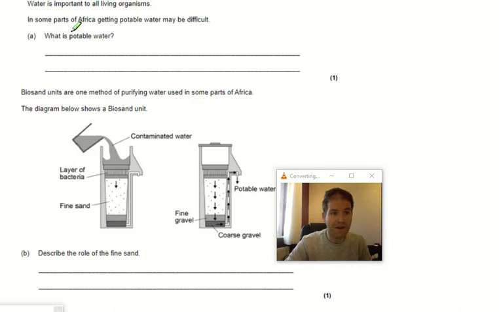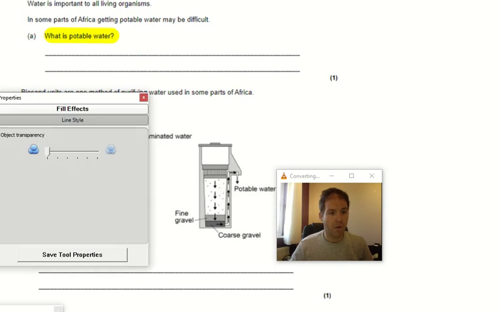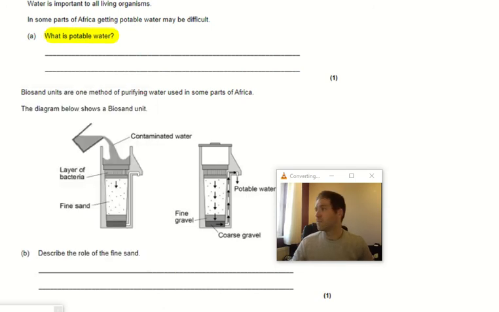Now the first question is this. Water is important to all living organisms. It's a part of Africa. Getting people potable water may be difficult. What is potable water? That's one thing that we spent a bit of time learning about, what potable water is. So the first thing we'd like to say is it's just simply safe to drink. So water that is safe to drink.